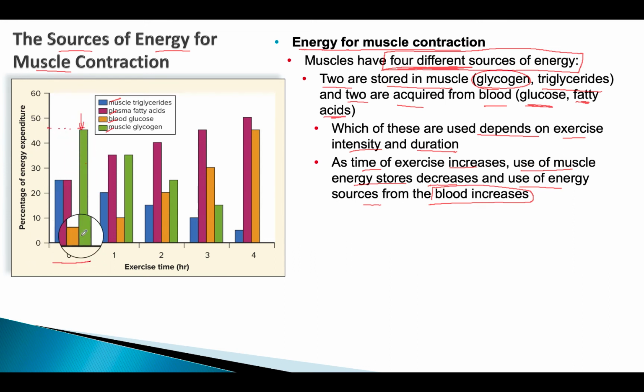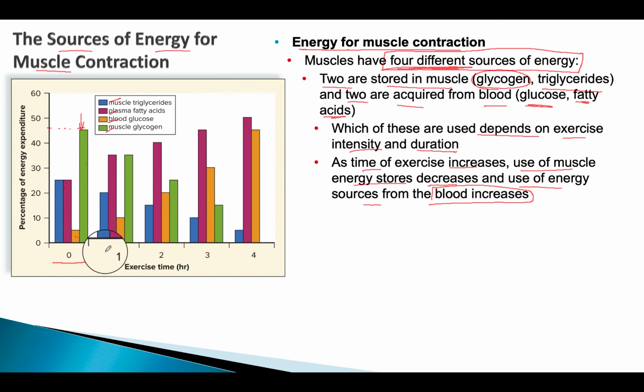That's the first hour. You're still using the others as well, as you can see over here. So what is the least that you're going to be using? Your blood glucose right over here. So this is the least. The most would be the stored glucose, in the form of glycogen in your muscle, in the first hour. And you can see the plasma fatty acids and muscle triglycerides are about equal right over here.